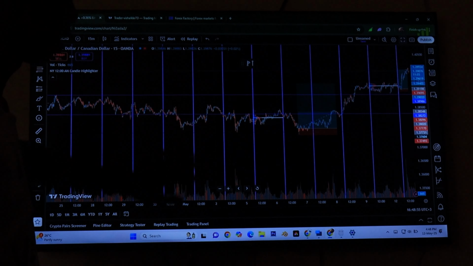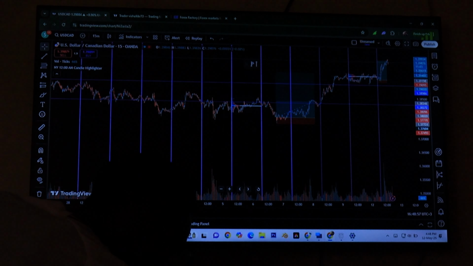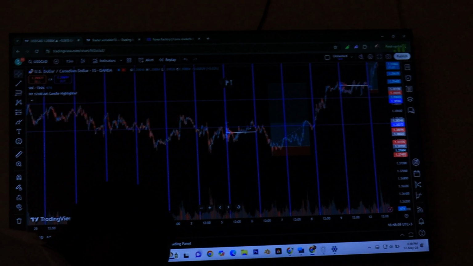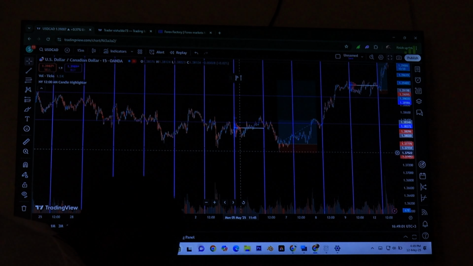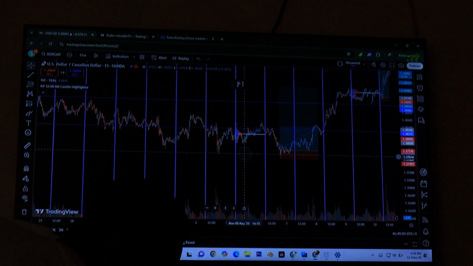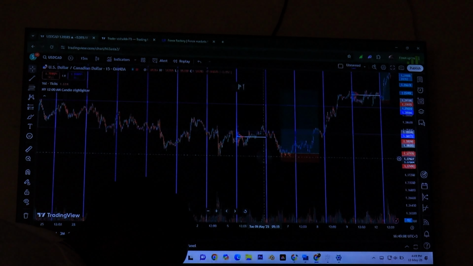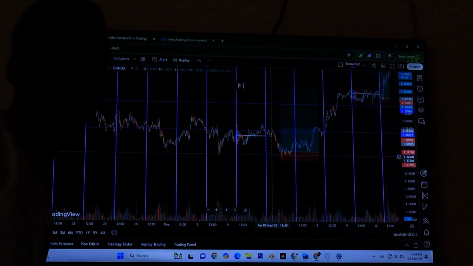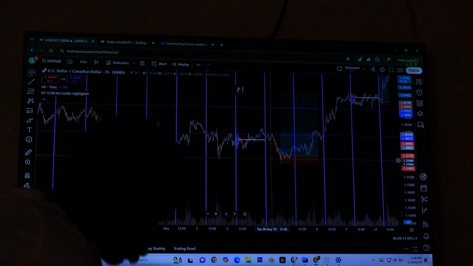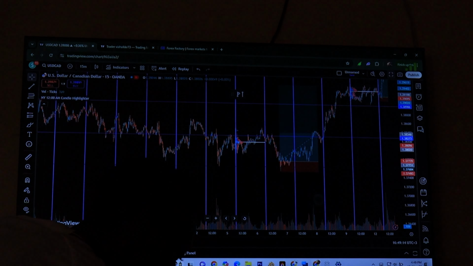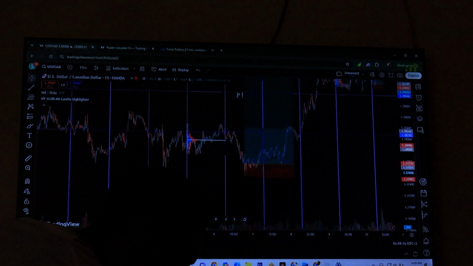So me personally, I'd be looking to place more buy positions here. So you see in this red zone, I'd be looking to place more buy positions. So this is what I'm trading. This is the reversal trades that I take.